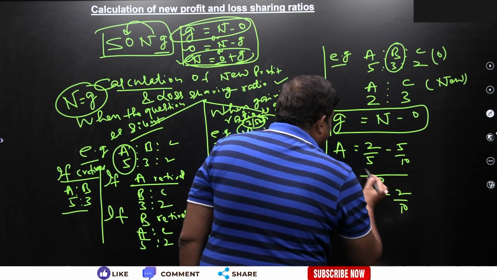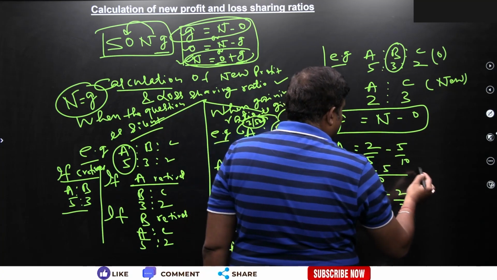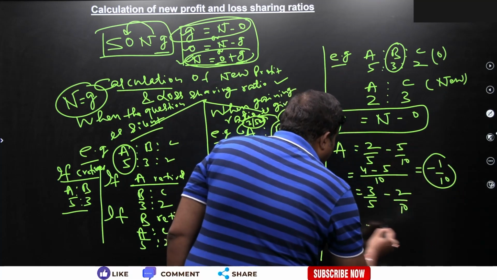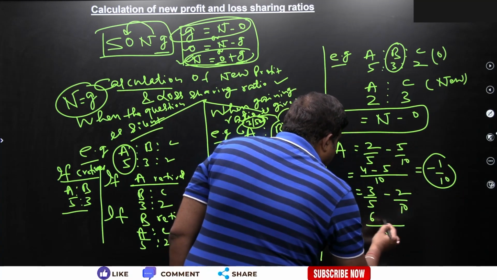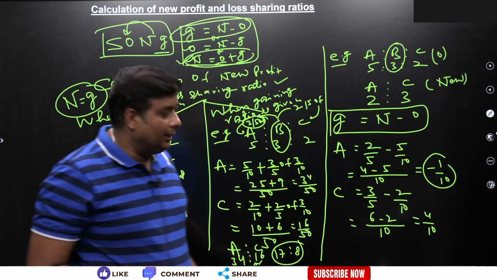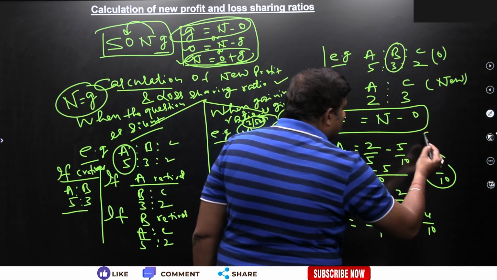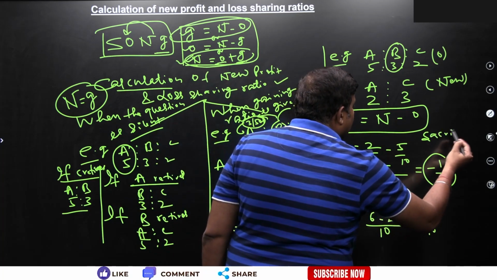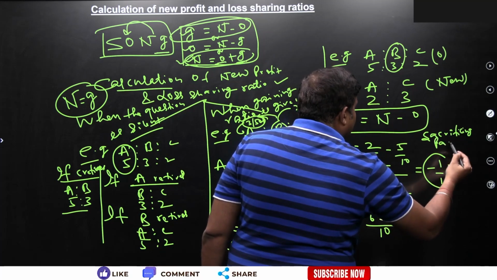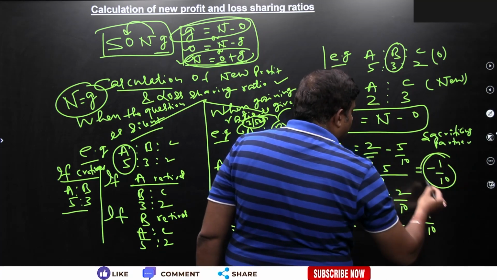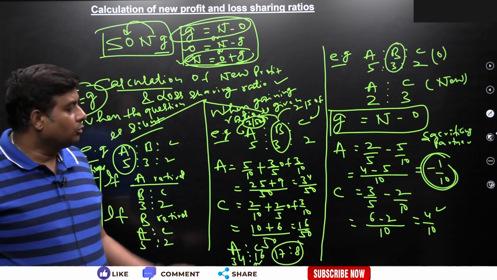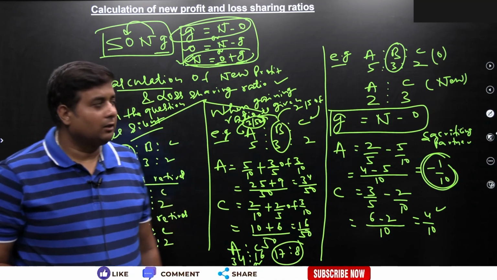So, 4 minus 5, so this is minus 1 by 10, and here 6 minus 2, so that would be 4 by 10. So, while calculating the gaining ratio, if the answer comes in negative, it means that partner must be the sacrificing partner. So, here you find A is a sacrificing partner by 1 by 10 and C is the only gaining partner by 4 by 10. So, C is the only gaining partner over here.